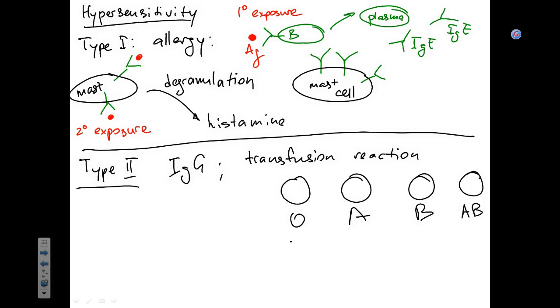So those letters A, B, what do they refer to? The antigen on the surface, right? So we have nothing on the surface of this group. Well, for our purposes, we can leave it empty, but we can put H. Here we have A, here we have B, and here we have AB.